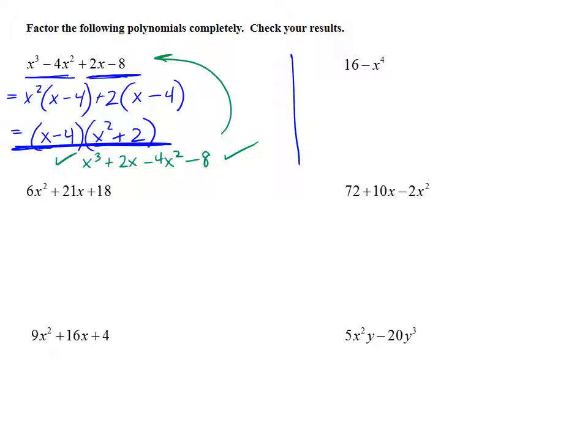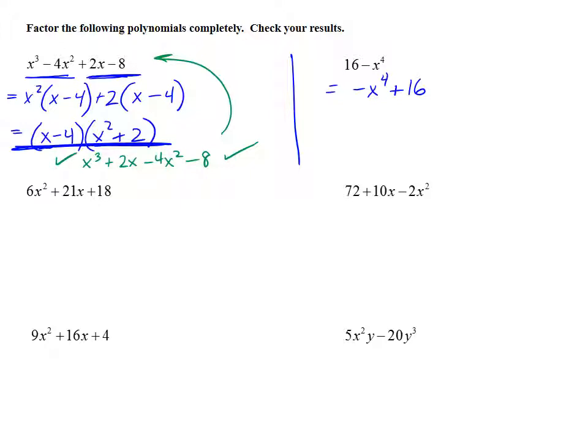Next example, 16 minus x to the 4th. This polynomial is not in descending order. Do you see how the constant comes before the x raised to the 4th power? This is an example where you'd want to write this in descending order. So negative stays with the x to the 4th, and then 16 didn't have a sign in front of it, so it's implied to be positive 16.